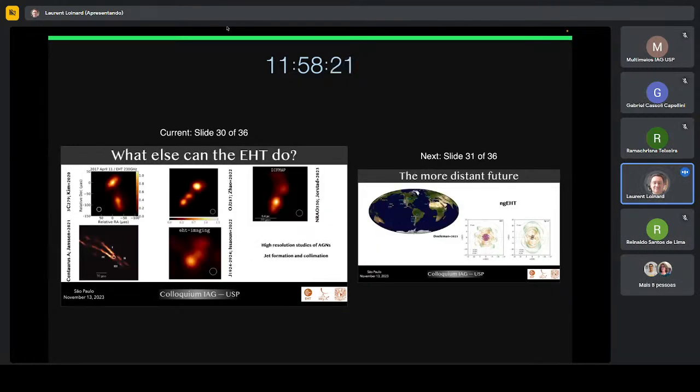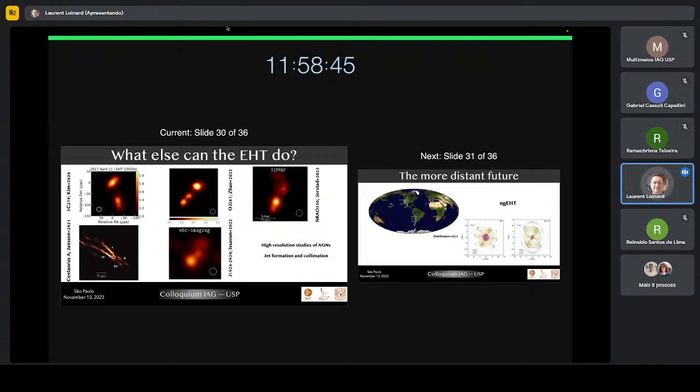I didn't mention it, but there are other targets that have been observed with the EHT, other AGNs, active galactic nuclei. But for all of these others, this is a complete list here with the name of the source and who published them in what year. They're all too far, and we cannot see the shadow, we cannot see the general relativistic effect.